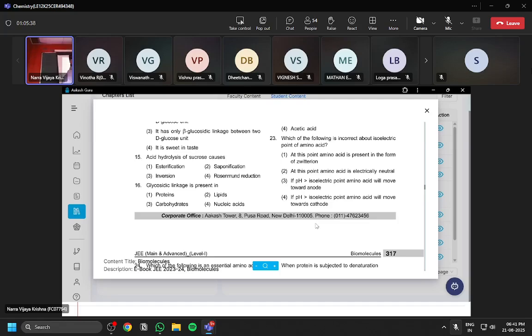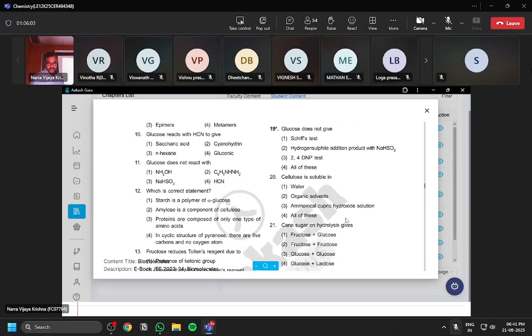Correct or not? For glucose 1 mole and fructose 1 mole: fructose 1 mole is minus 92, glucose 1 mole is plus 52. On average, minus 40 for 2 moles, so per mole, minus 20. That's what I am saying. Glycosidic linkage is present in carbohydrates. All questions we are done.